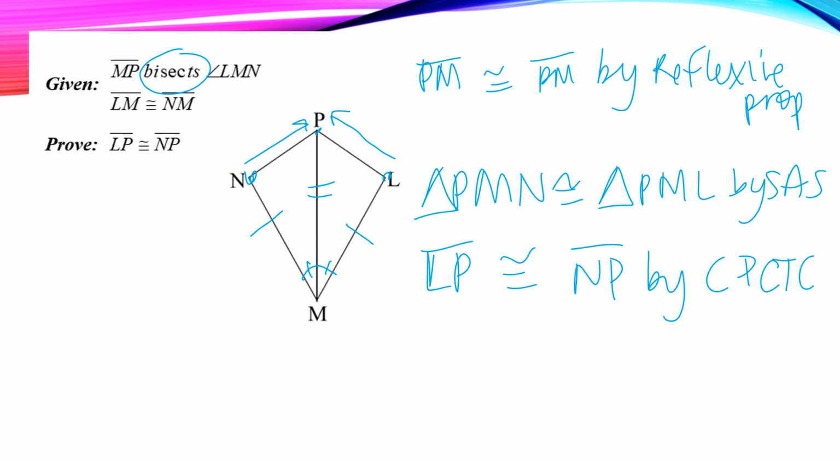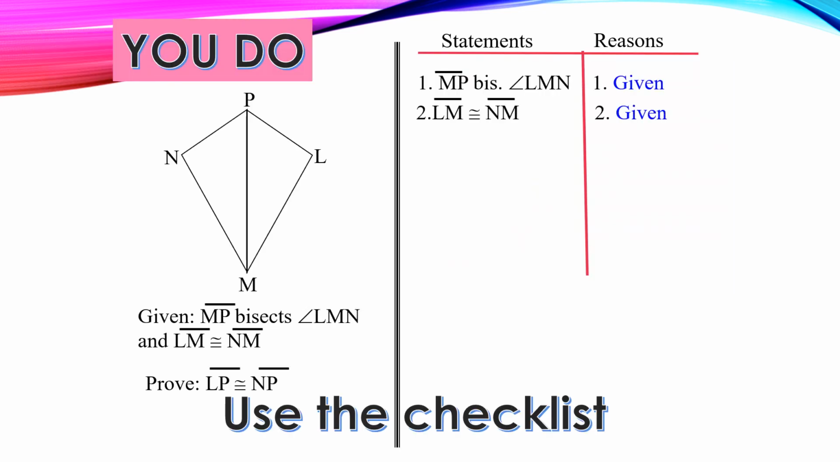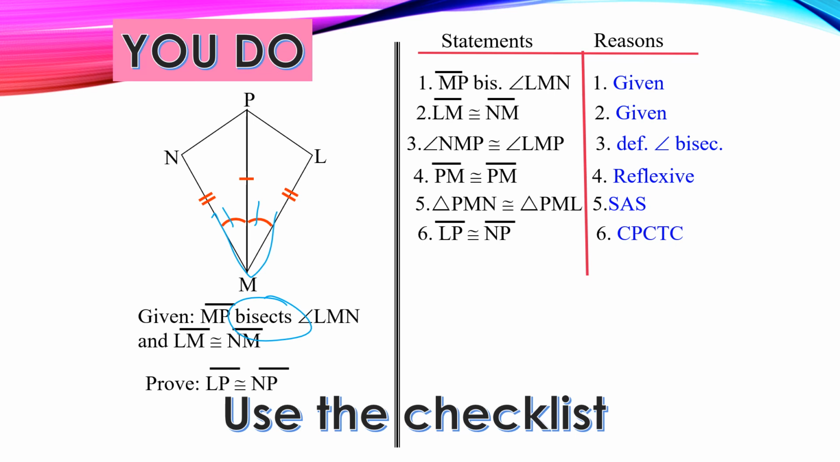Now the formal proof. So we have our two givens. Notice how they put in step 3. They say that NMP is congruent to LMP because of the definition of angle bisects. You do not have to write that on your informal proof. If you want to, that's fine. But whenever you see that word bisects, if you know that that cuts my angle into two congruent parts, all you have to do is mark that on your picture, and that is perfectly fine for me. That means that you understand that rule. And then here is the rest of that proof.